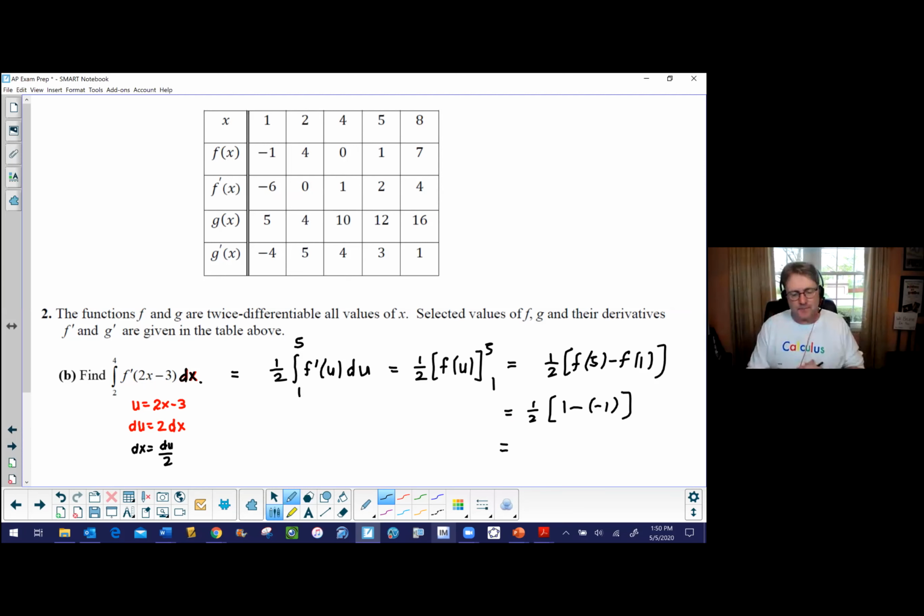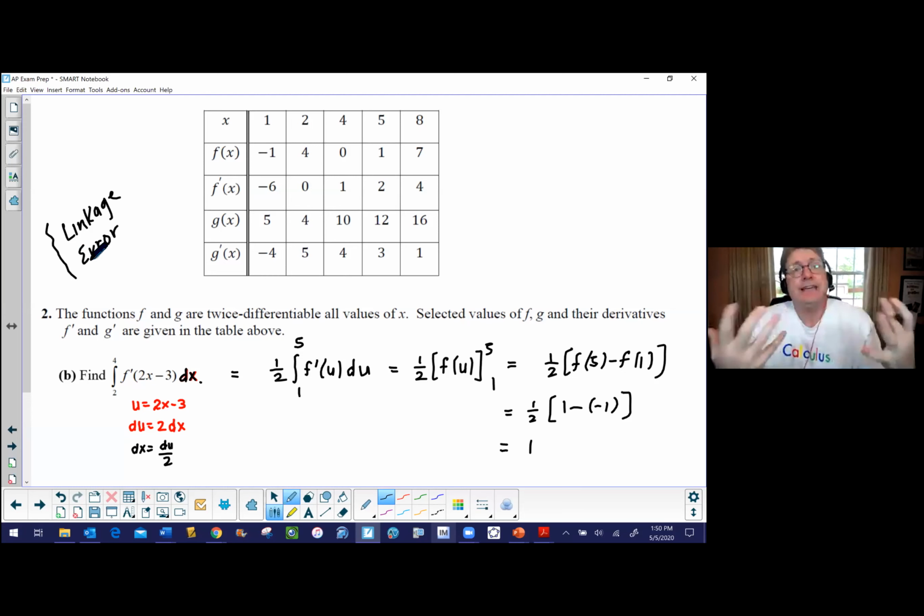Half of 2, okay? One thing that we want to warn you about is there's this thing called linkage. It's very likely that a student doesn't know a lot about linkage. I'm going to tell you, it's very likely that some teachers don't know much about linkage errors. I certainly didn't know what linkage errors were before I became a reader.